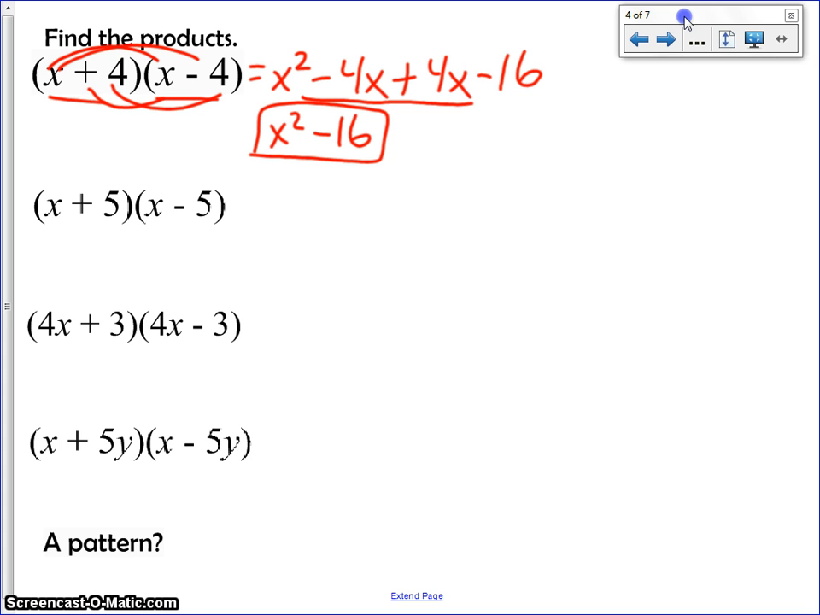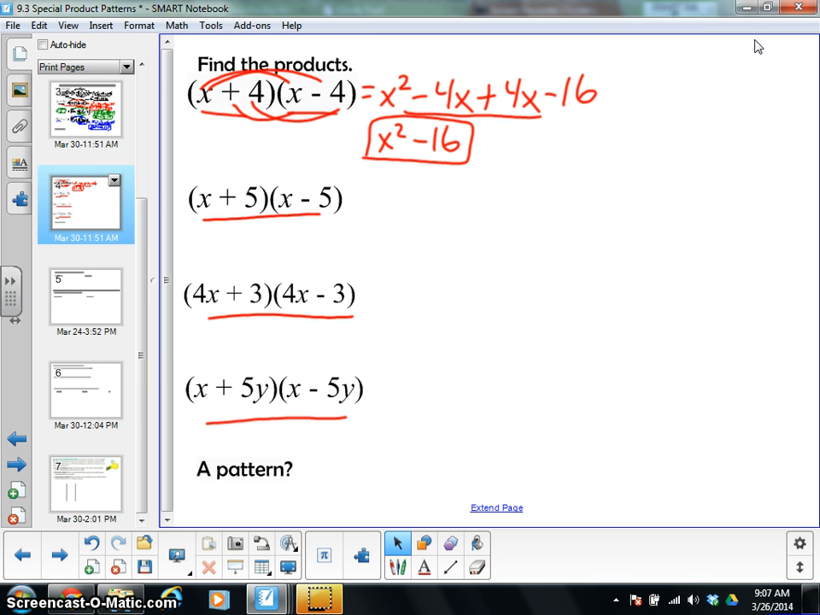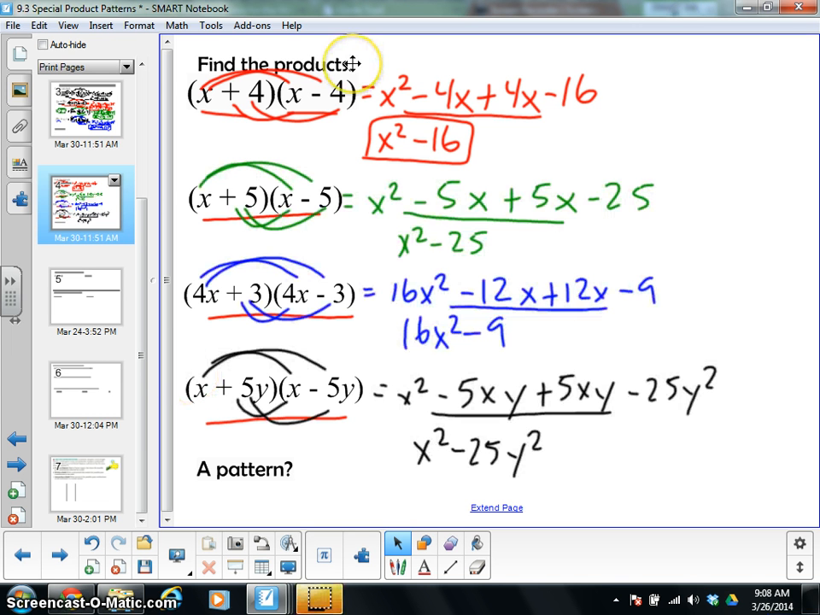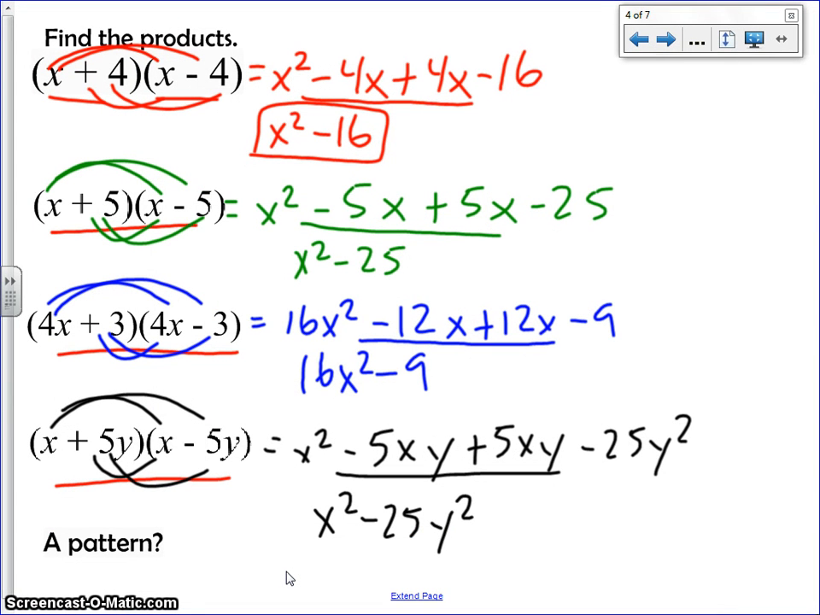Maybe you see the pattern already, maybe not. Try these next 3 examples. Pause the video, and we'll go through. All right, we're back. So, check what you did. Compare it with what I've done here.